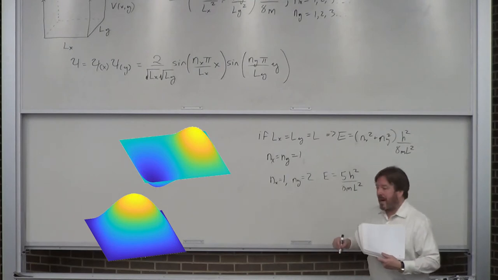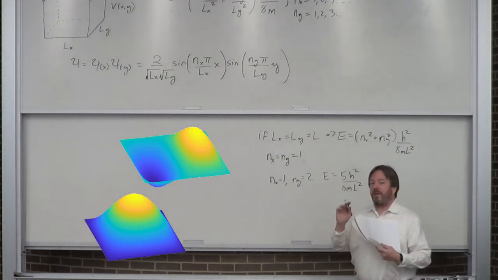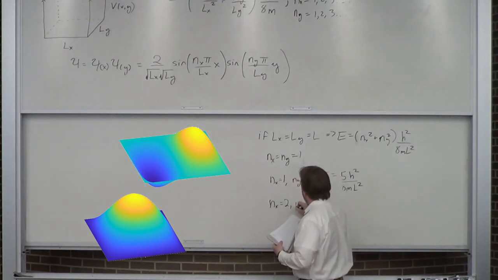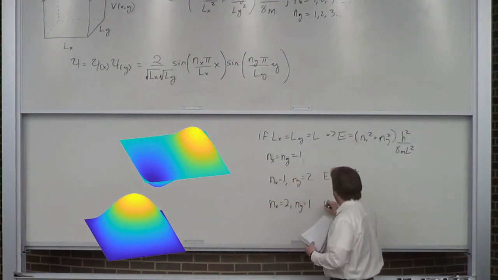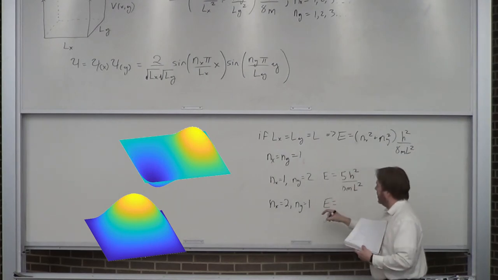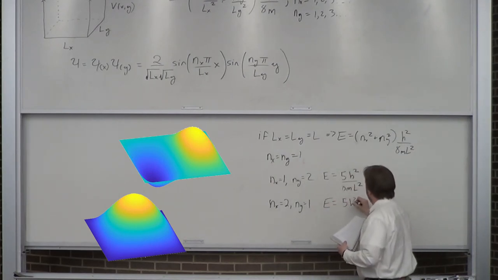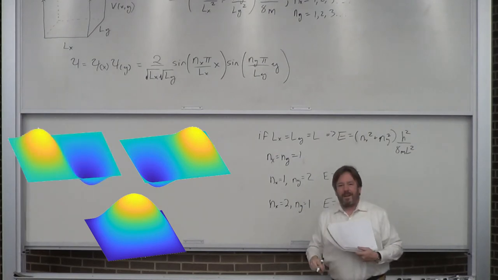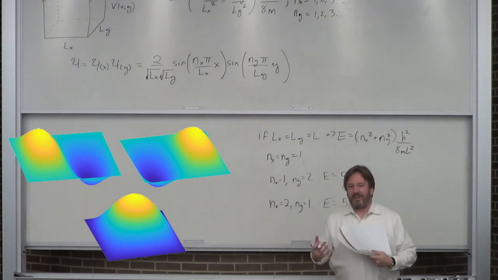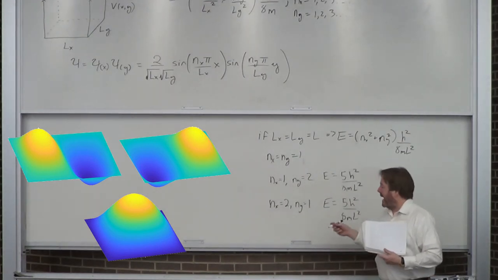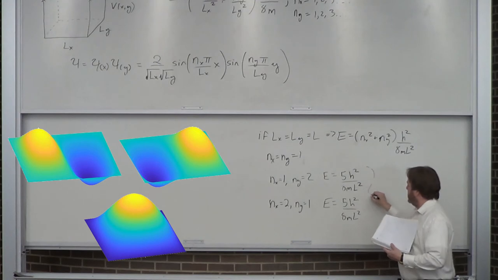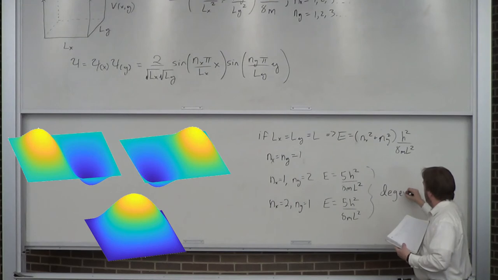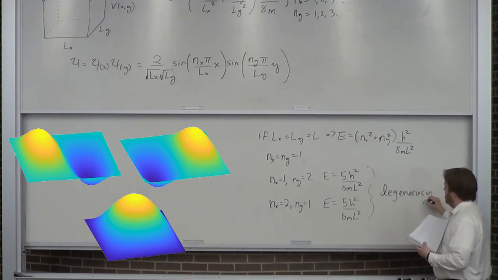Now here's my point, not just to draw these neat looking images, but to point this out. An x of 2 and y of 1, the energy would still be 4 plus 1, 5, h squared over 8 L squared. You can see that here. It's just turned around, right? So one's like a PX, the other's like a PY, and they have the same energy, which hopefully you recall. You should have seen this before. This is a degeneracy.